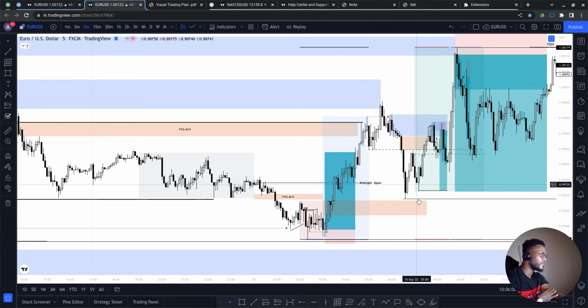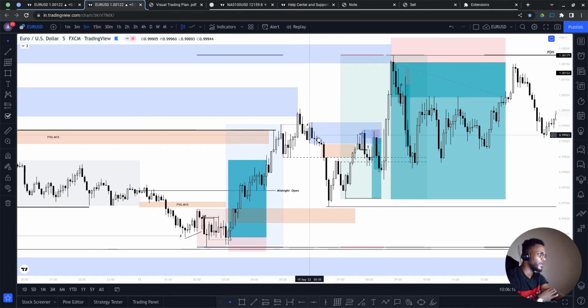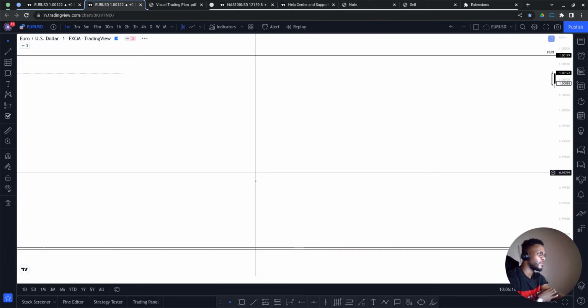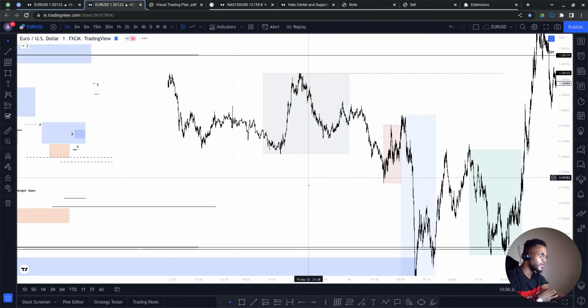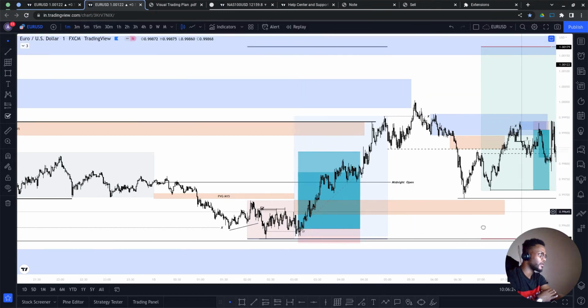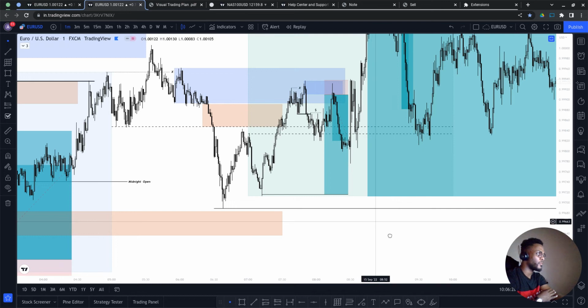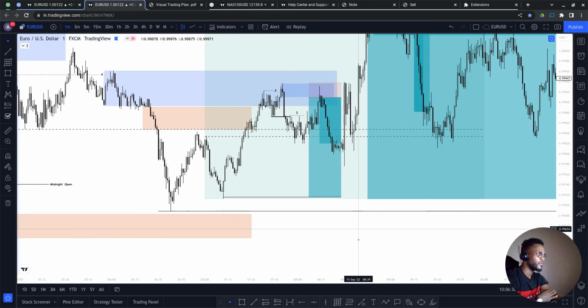So kill zone starts here, price pushes higher, gets to this order block right there, and I found a confirmation entry on the 1 minute, and it didn't work. So I got stopped at break even. There was news on this day.